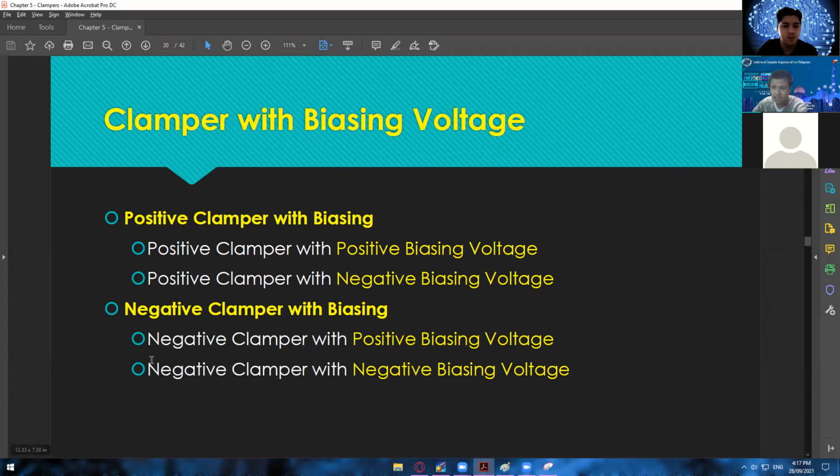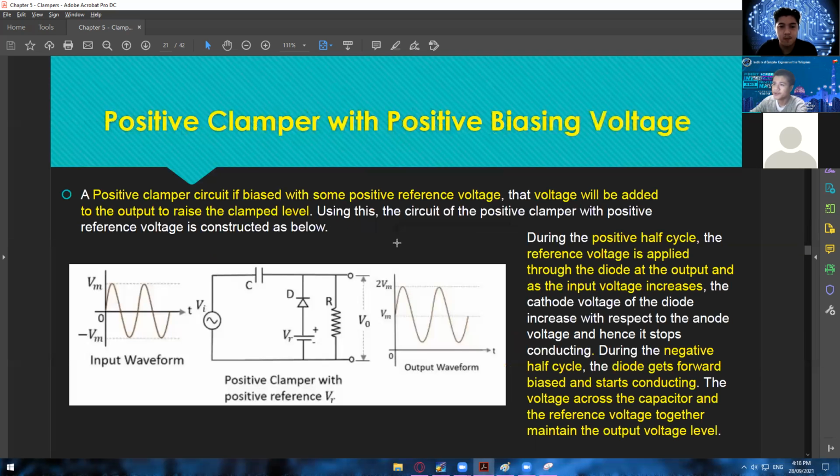Okay, so it seems that you guys don't have a question. So here, of course, we'll talk about passive clamper with biasing. So we have positive, positive, and then positive, negative. So shortcut ko na lang, but those are biasing voltage. And then we have negative clamper, of course, negative, positive, and then negative, negative. Okay. So let's start with positive clamper with positive biasing voltage. So a positive clamper circuit if biased with some positive reference voltage, that voltage will be added to the output to raise the clamp level.